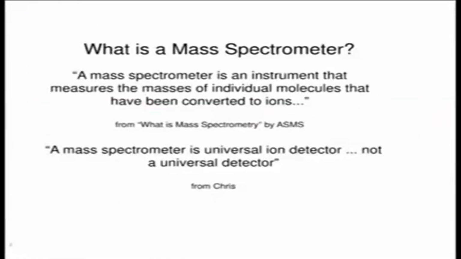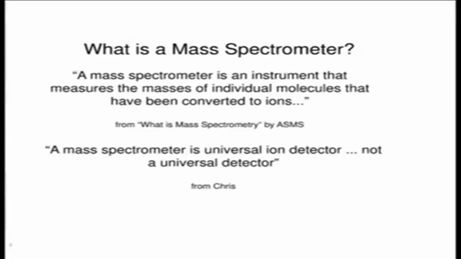What is a mass spectrometer? A mass spectrometer is an instrument that measures the masses of the individual molecules that have been converted to ions. A mass spectrometer is a universal ion detector. That means what is the basic requirement for the mass spectrometer? You should convert the compound into ionic form. A mass spectrometer is not a universal detector, it is a universal ion detector.